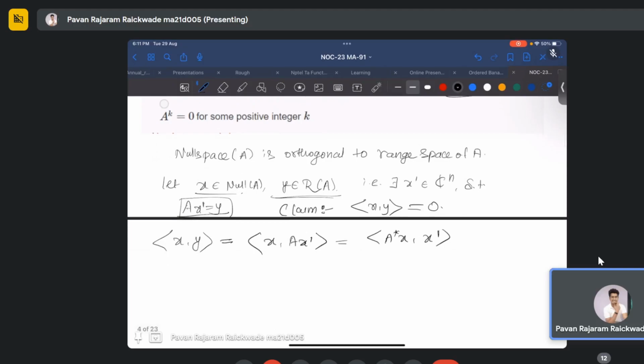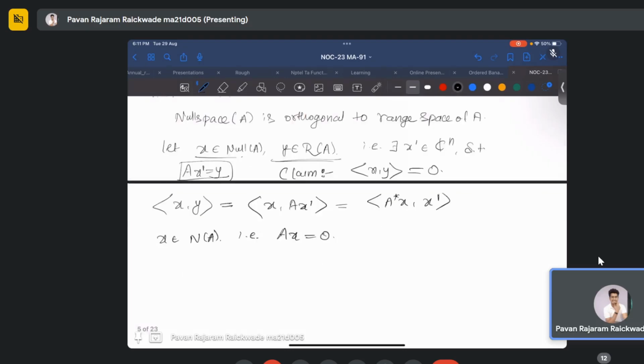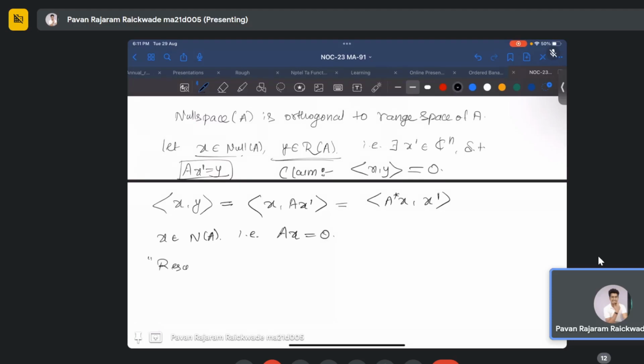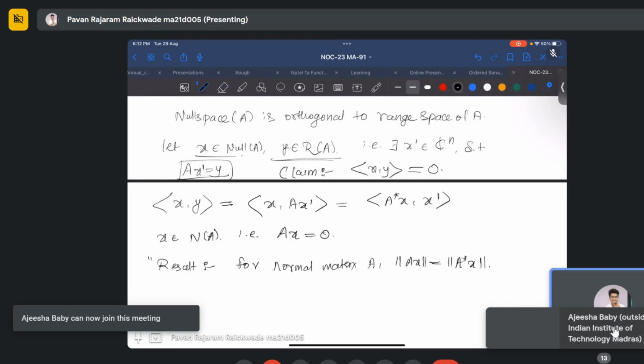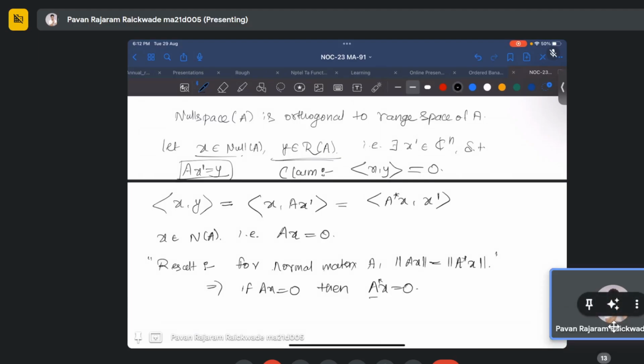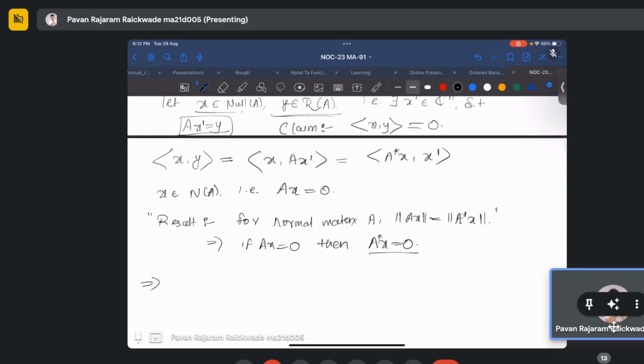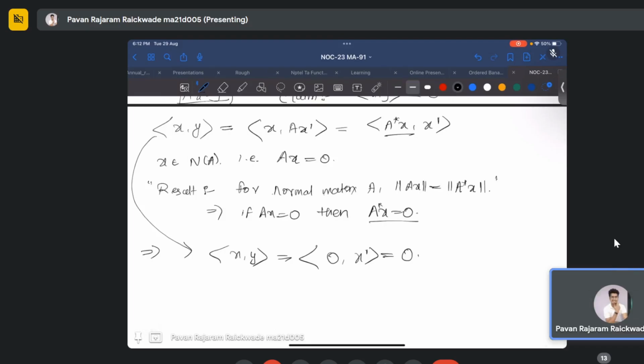Now what do we know? X belongs to the null space of A, that is, A X is 0. Now we have one result. It says that for a normal matrix A, the norm of A X is the same as the norm of A star X. So what does it imply? That means if A X is 0, then A star X also will be 0, right? Hence from here we get the inner product of X with Y equals the inner product of A star X, which is 0, with X dash, which is 0. Hence X is orthogonal to Y, for every element X in the null space of A and every element Y belonging to the range space of A.